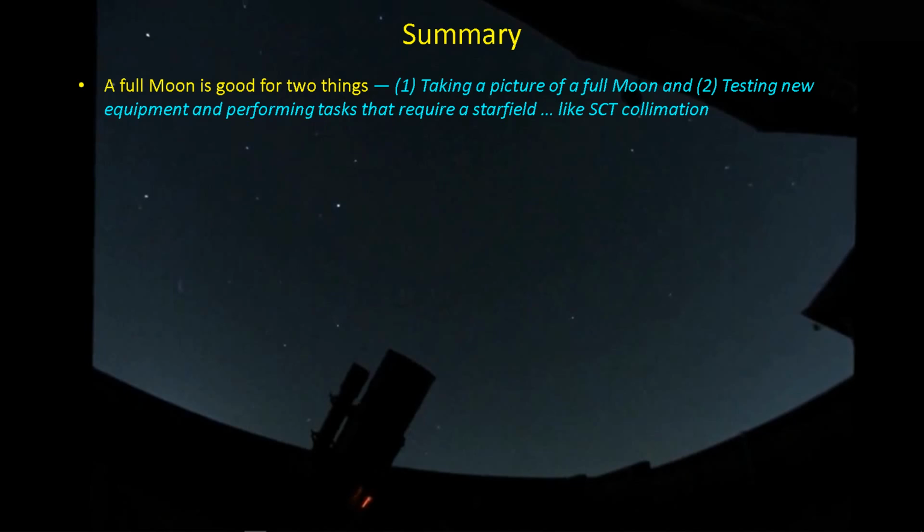A full moon is good for only two things. One, taking a picture of the full moon, or two, taking care of some tasks that we have to do. Maybe you're trying to learn a new piece of equipment or get the new piece of equipment up and running. You need to calibrate some things with your setup. In my case, SCT collimation is one of those great things you can do during a full moon.